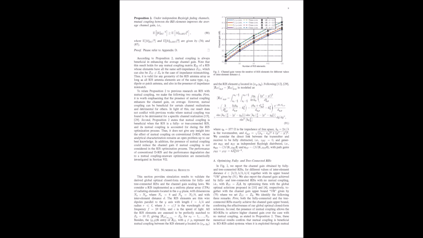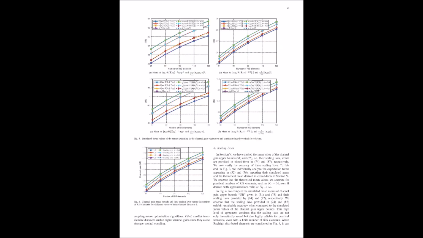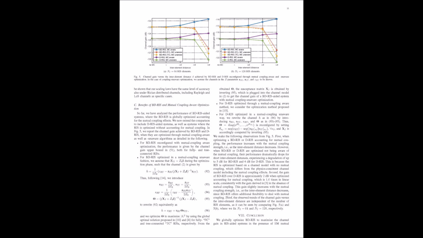Exactly. Now, how do they prove that the tree-connected RIS is truly optimal, even with mutual coupling? So the proof follows a similar structure to the fully connected case, but this time they focus on the admittance matrix Y instead of the impedance matrix. Okay, because it's more naturally suited for analyzing the tree-like structure. Gotcha. And they essentially show that by carefully optimizing the phase shifts, they can achieve that same upper bound.